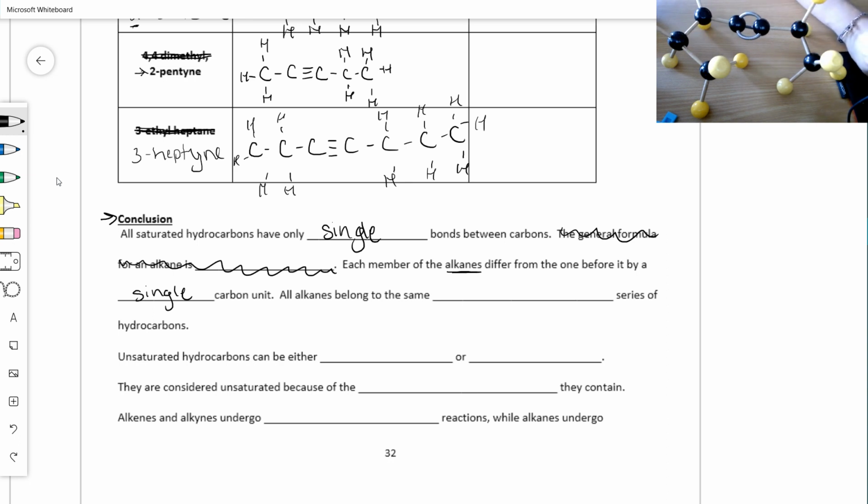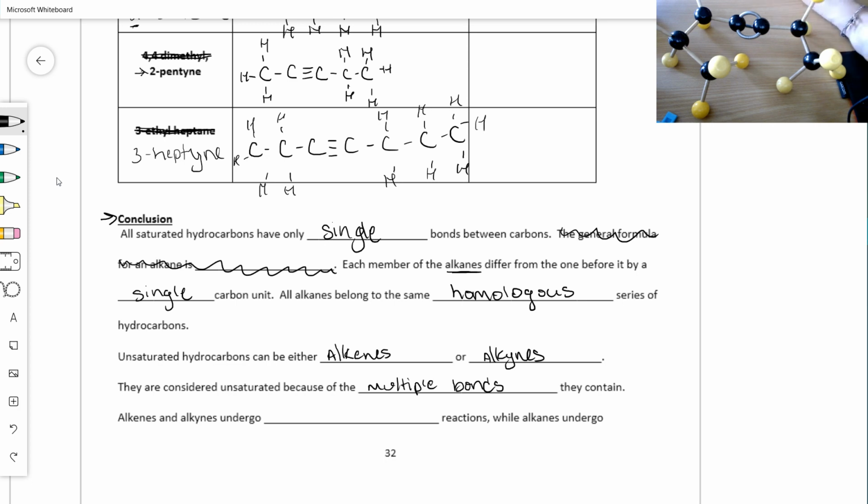All alkanes belong to the same homologous series or family of hydrocarbons. They all have only single bonds. So this is not an alkane because it has this triple bond. This hydrocarbon is actually unsaturated. It can be either alkenes or alkynes. And they're considered unsaturated because of the multiple bonds they contain. When I talk about a multiple bond, what I mean is a triple bond or a double bond. I consider that a multiple bond.